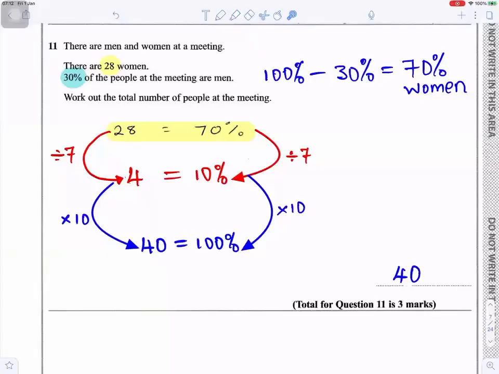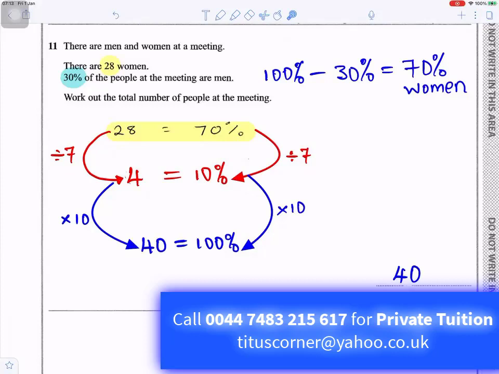Question number 11. There are men and women at a meeting. There are 28 women. 30% of the people at the meeting are men. Work out the total number of people at the meeting. So if 30% of the people in the meeting are men, we want to get 100. Everybody, the men and the women, is 100%.